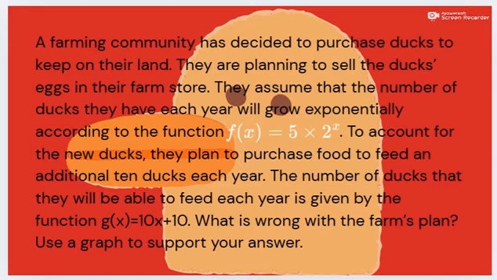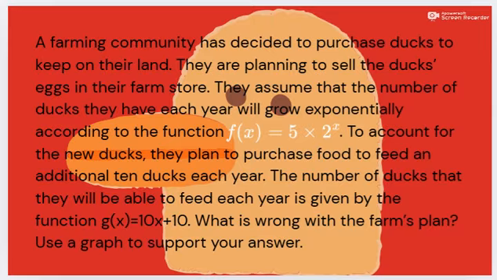They assume that the number of ducks they have each year will grow exponentially according to the function f of x equals 5 times 2 raised to the power of x. To account for the new ducks, they plan to purchase food to feed an additional 10 ducks each year. The number of ducks that they will be able to feed each year is given by the function g of x equals 10x plus 10. What is wrong with the farm's plan? Use a graph to support your answer.